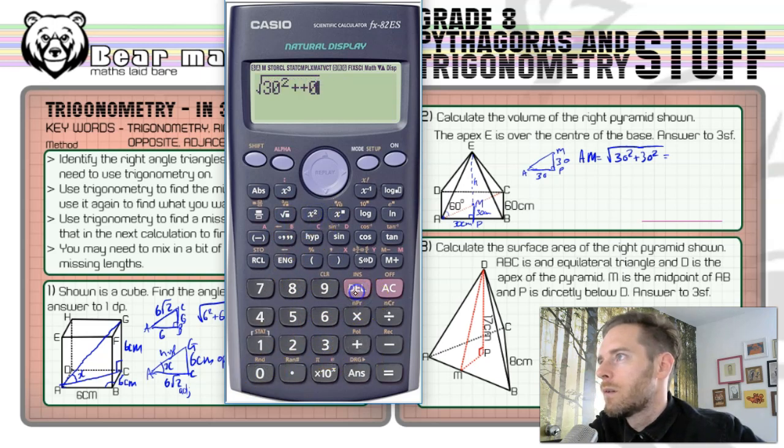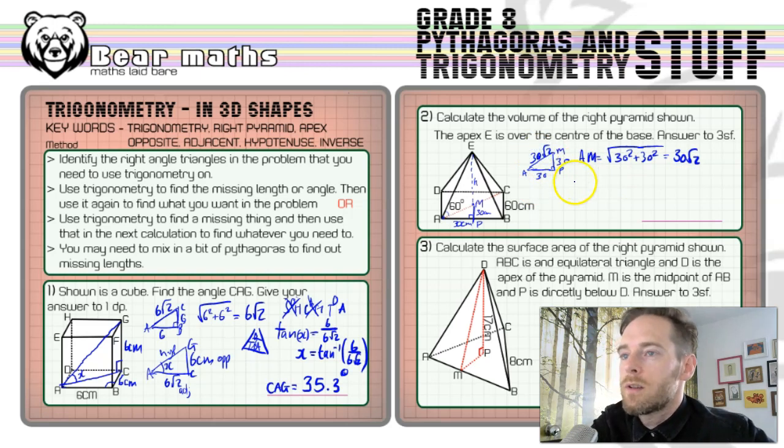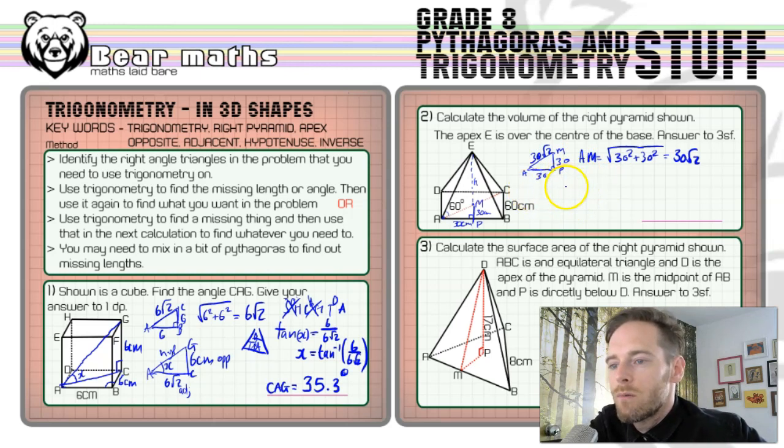Oh dear, that wasn't anywhere near 30 squared plus 30 squared. There we go. So 30 root 2. Okay, so that length there is 30 root 2, 30 times by root 2. Keep it in that form. It's the most accurate thing that you can use at this stage. You don't want to round any of your calculations at this point.